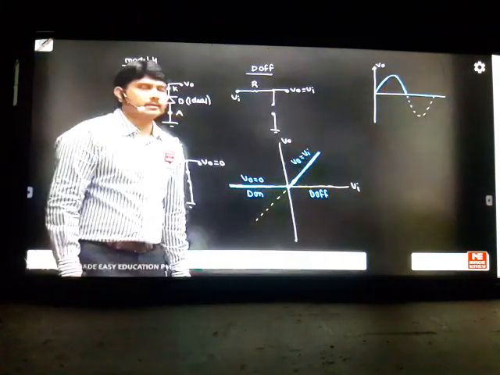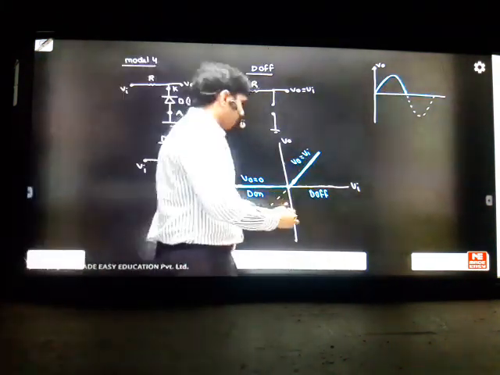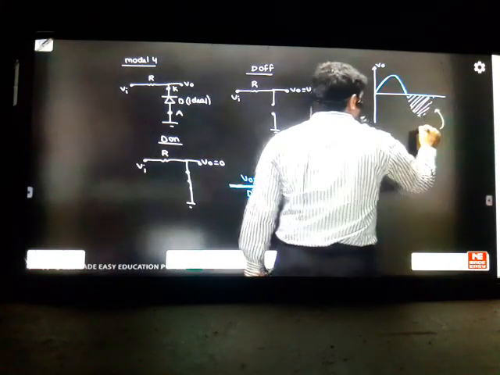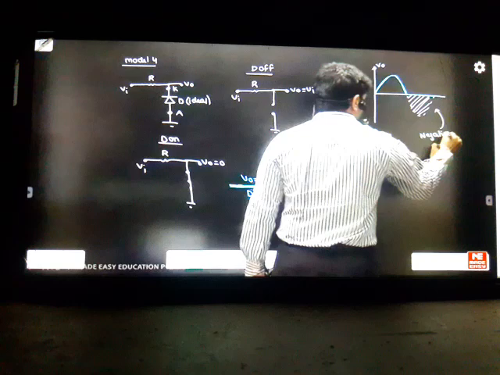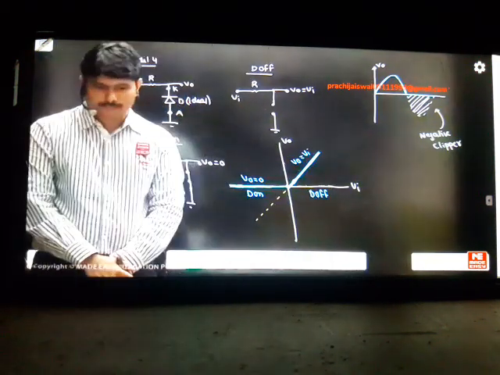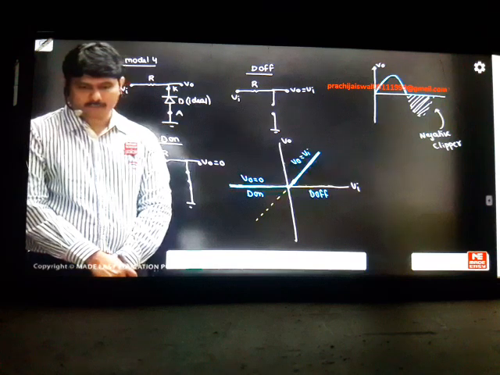So can I say that it is not clipping on the positive side, it is clipping on the negative side. So this response is clipping on the negative side. This part is clipped off. That's why we call this type of circuit a negative clipper. Previously we saw positive clippers. Now we are seeing negative clippers in the concept. Negative half is clipped. Very good.